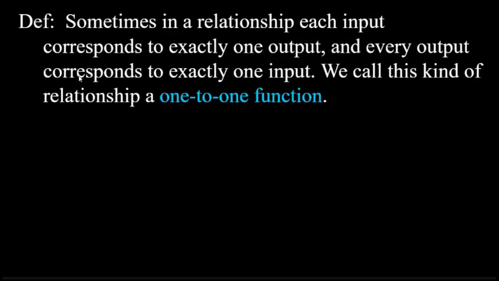Definition, again, so we're going to talk about the words and then we'll try and explain it. Sometimes in a relationship, each input corresponds exactly with one output. Okay, so we already know that in a function, the input determines exactly one output, but this is saying that every output corresponds to exactly one input.